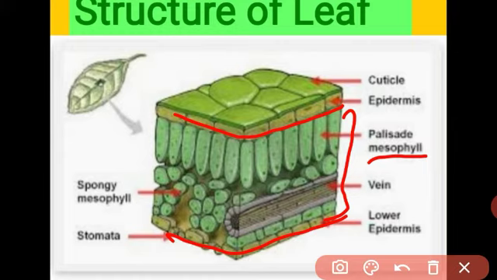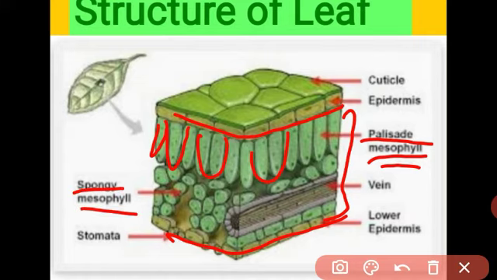In the mesophyll there are two types of cell. The tube-like, flat cell is called the palisade mesophyll cell, and below the palisade mesophyll cell, the next cell is called the spongy cell. Why is it called spongy? Because in between the cells there are so many air spaces, so this type of cell is called the spongy mesophyll cell.